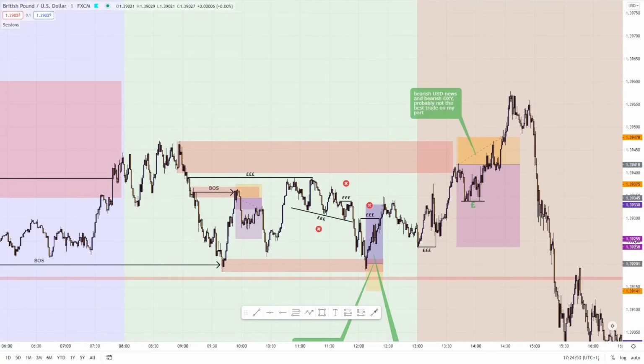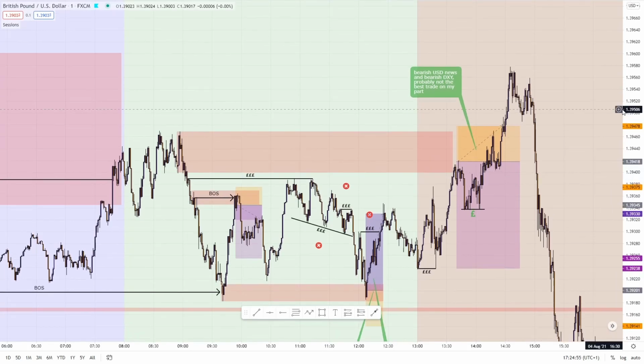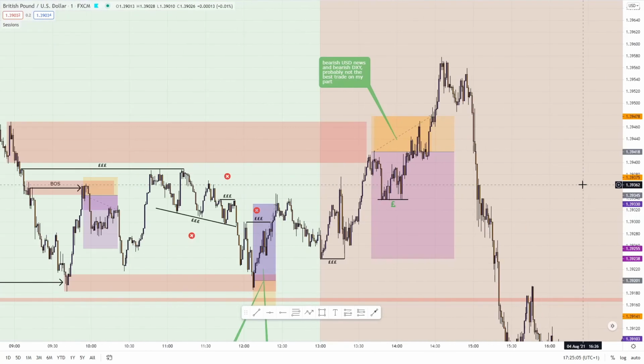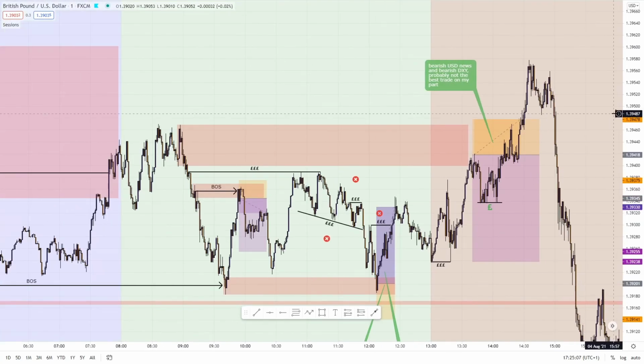So can't complain really. Ended on green, so not going to complain, but it's just been a bit of a frustrating day. Made some silly mistakes, but do you know what? Mistakes are there to be learnt from, and not every trading day is going to be perfect at the end of the day.